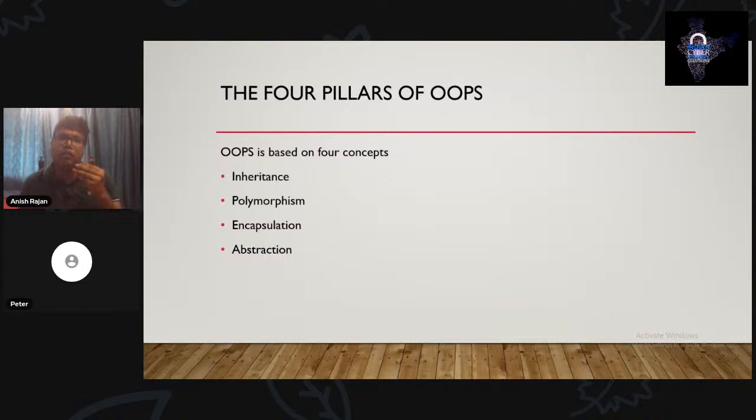Now we come to the four pillars of OOPS. This OOPS concept is based on four pillars. There are four basic ideas on which this concept has been developed. The first is inheritance, the second is polymorphism, the third is encapsulation, and the fourth is abstraction. We'll now see what these four words actually mean.